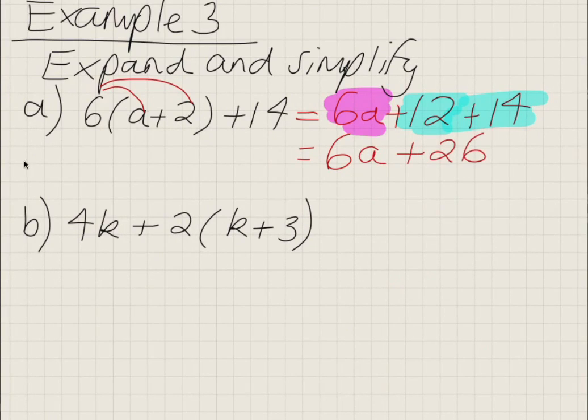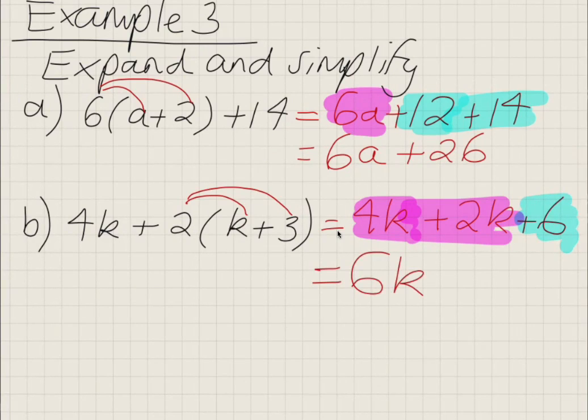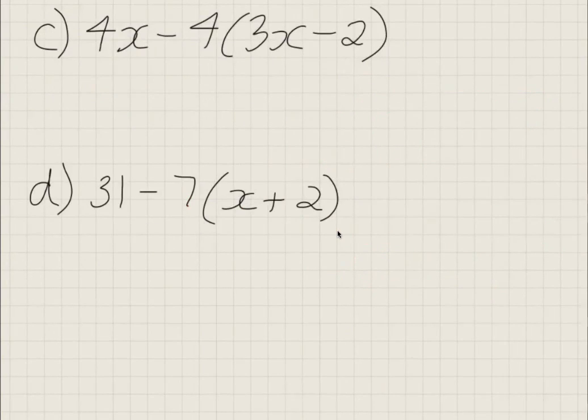Part B, ignore the 4k and expand this part first. So 2 times k, 2 times 3. We have 4k at the front, plus 2k plus 6. And then looking at our like terms, we have 2k and 4k are like terms. And the 6 doesn't have any letters, so it's off by itself there. 4k plus 2k gives 6k. And plus 6. That's our final answer there.